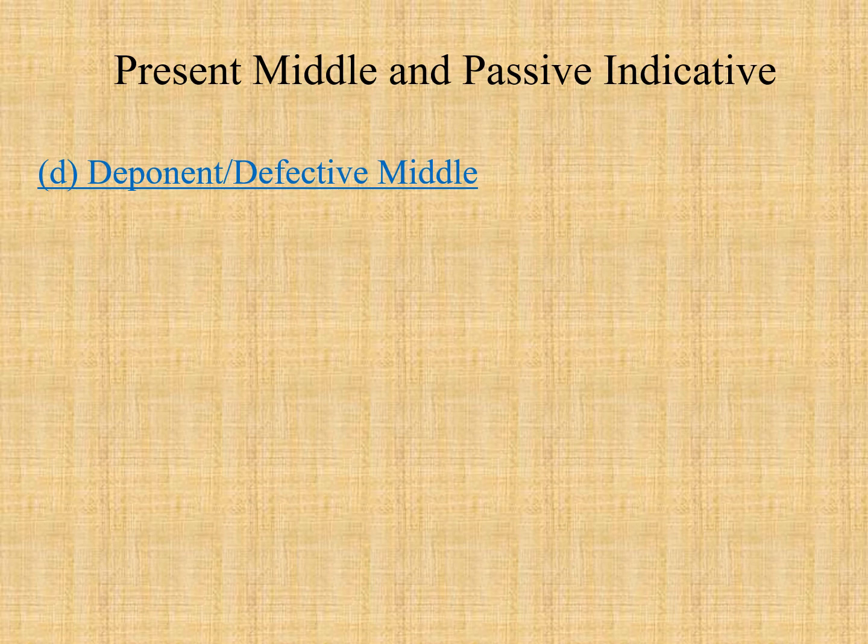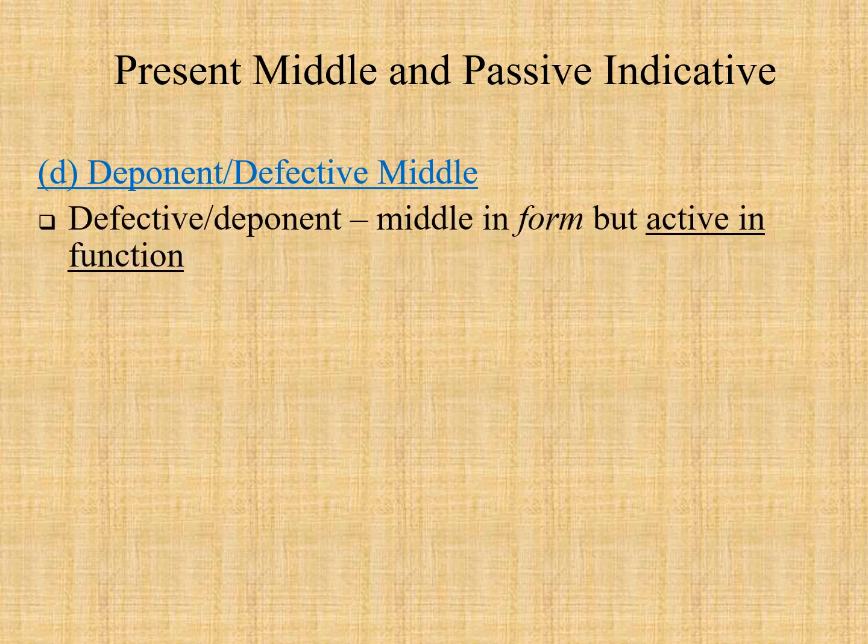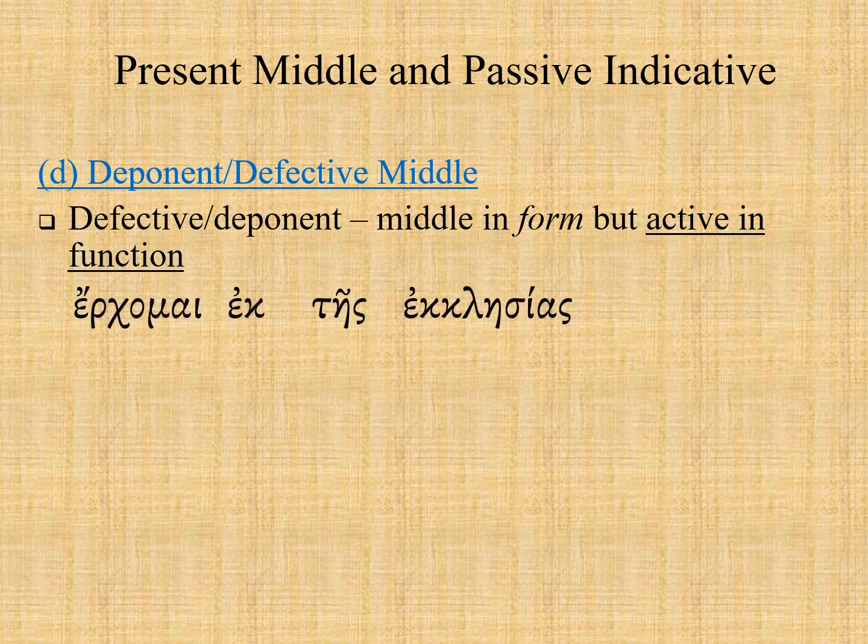This next usage of middle is very important. It's called the deponent or defective middle. So defective or deponent middle is in form middle, but active in function. In other words, there are certain verbs that can only be found in the middle voice, and we call them deponent verbs. So here's one example, erchomai ek tes ekklesias. I come from the church. So you can see that omai is the regular middle passive ending, and here we would interpret it as middle.